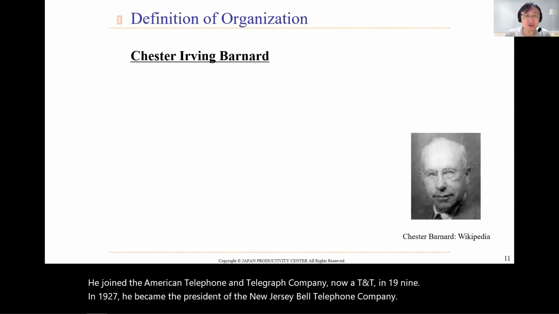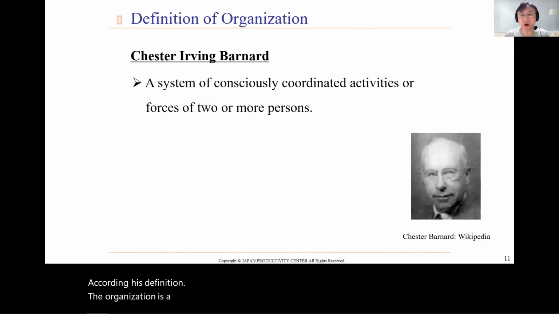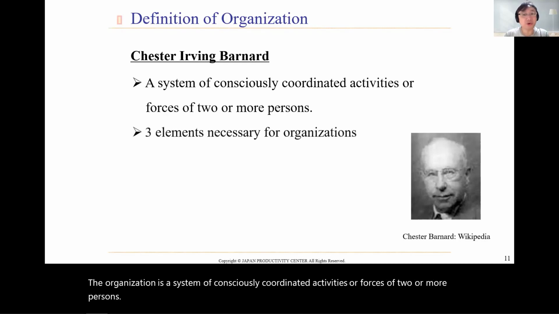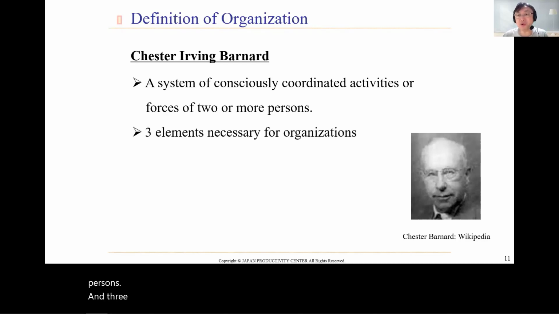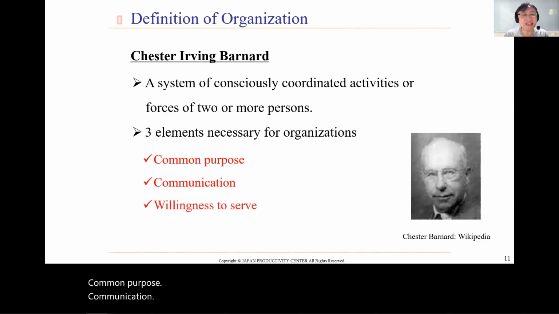According to his definition, the organization is a system of consciously coordinated activities or forces of 2 or more persons. And 3 elements are necessary for organizations, namely common purpose, communication, and willingness to serve.